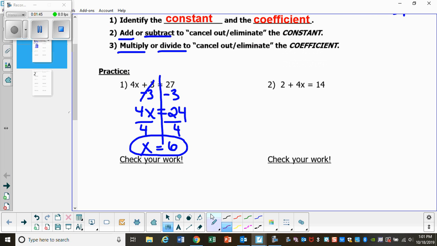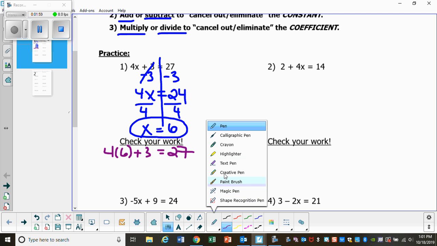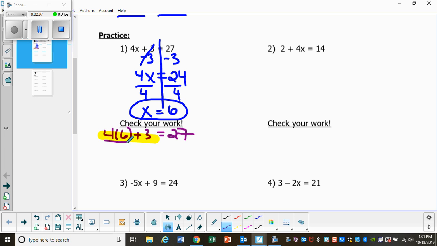Then I can use my knowledge of substitution, which we learned in the last unit, to check. Wherever there's an x, I'm going to replace it with a 6 in parentheses. I'm going to follow PEMDAS here on the left side, because I want to see if it gives me 27. When I follow PEMDAS, I've got to multiply first. So 4 times 6 is 24. Then PEMDAS tells me to add 3 next. When I do 24 plus 3, that's going to give me 27. Since 27 equals 27, this equation is in balance, and I have solved it correctly.